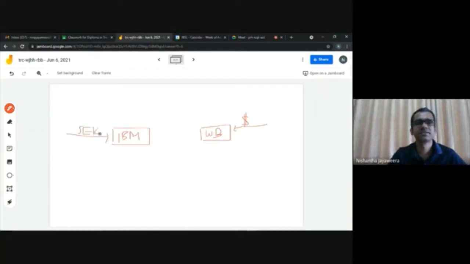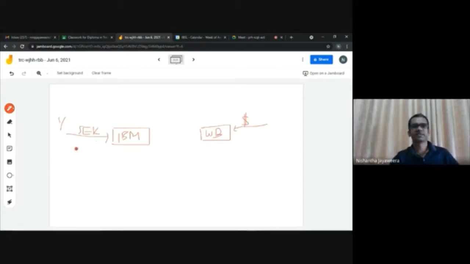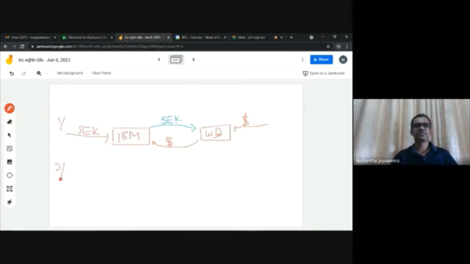So it's like this. At the initiation, first step, IBM borrows in Swedish krona, World Bank borrows in dollars. For simplicity, we assume you exchange the principals as well. IBM passes this SEC amount to World Bank. World Bank passes that dollar amount to IBM. Clear?